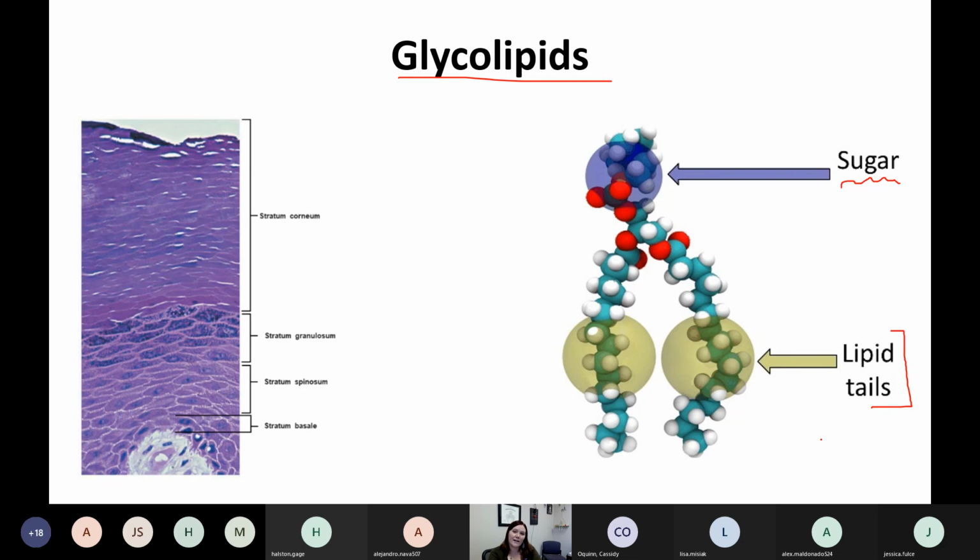Remind me in the chat, the tails of our phospholipids, they did or did not like water. The tails of my phospholipids, those things that make up the plasma membrane, we do or don't like water. Yeah, we do not like water. Accurate. Lipids in general don't like water, and that's totally true still, even of glycolipids.